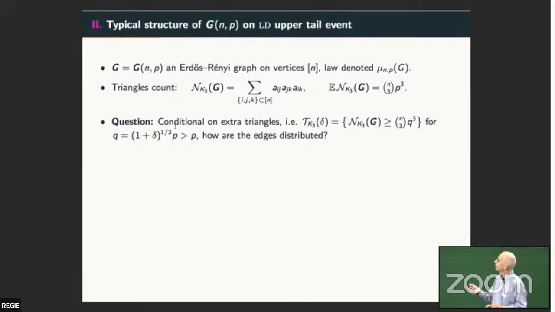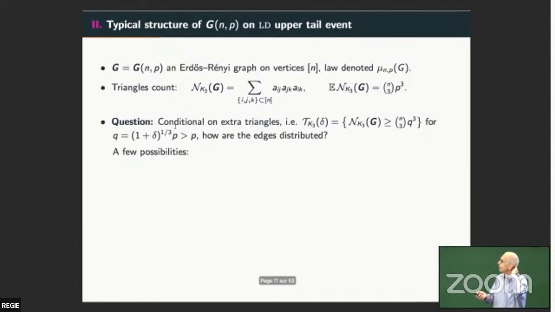We have the expected number of triangles, and we are interested in conditioning on the extra triangles, that is, on the event of having more triangles than usual. How are the edges distributed? So now we are in the business of trying to figure out what is a good hunch, a good guess for the behavior.